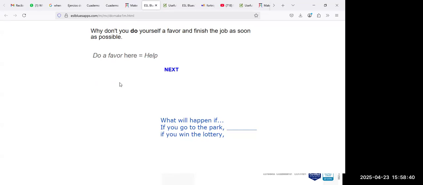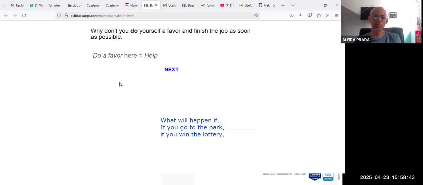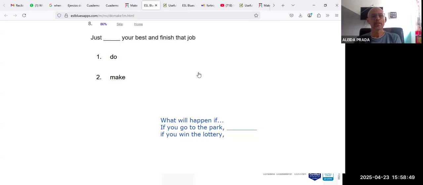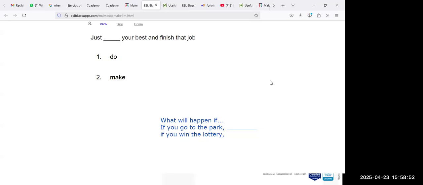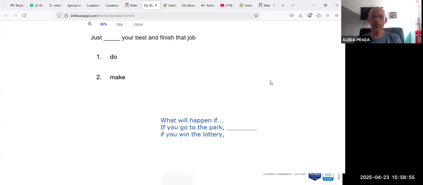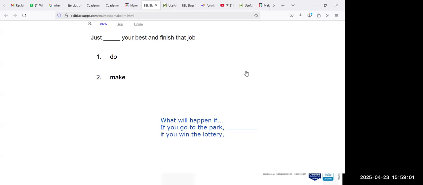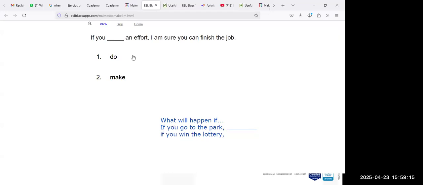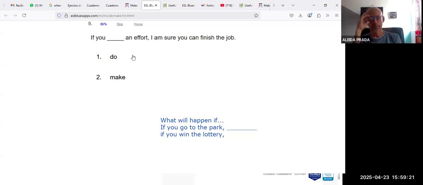For example, the expression, hazme un favor, is do me a favor. Okay, do me a favor. This expression is very common in English. Just do your best or just make your best and finish that job. Do. Yes, do your best. Do your best es hacerlo mejor, ¿no? And effort, you do an effort or you make an effort. I'm sure you can finish the job. Si haces un esfuerzo. Yes.